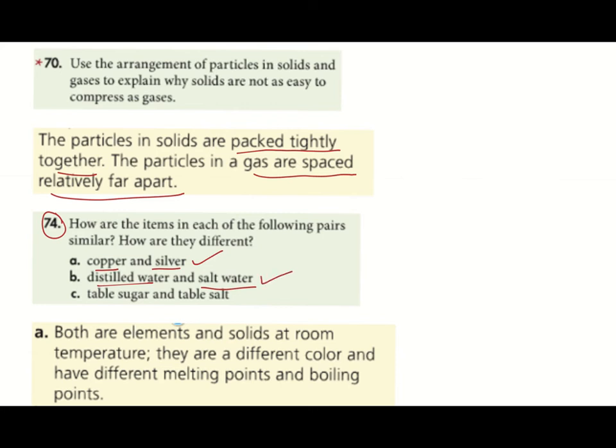Table sugar and table salt. Both of them are white crystals. Both of them are soluble in water. But how are they different? Different in taste. The taste of sugar is different from the taste of table salt. Also, the melting and boiling points would be different. Okay, next question.